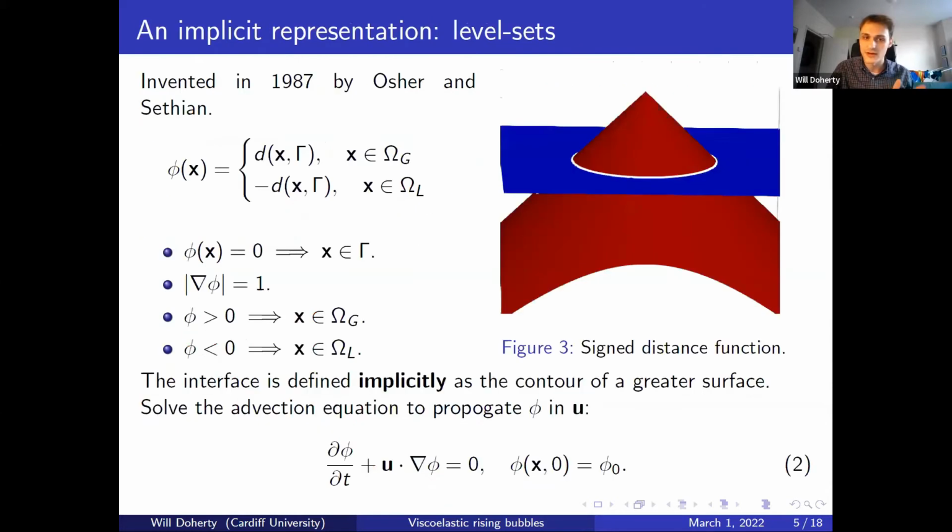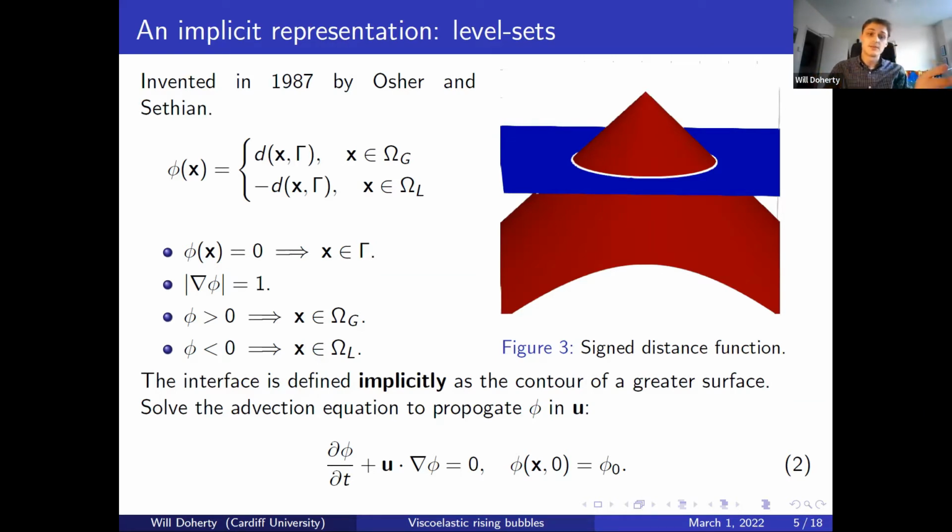I'm now going to talk to you about an implicit representation, which is what the level set method is, and why I like to use it. Essentially, all the level set method is that instead of rigidly defining the interface, we define a greater surface and then advect that surface in the velocity field and take only a part of that surface as your actual interface.